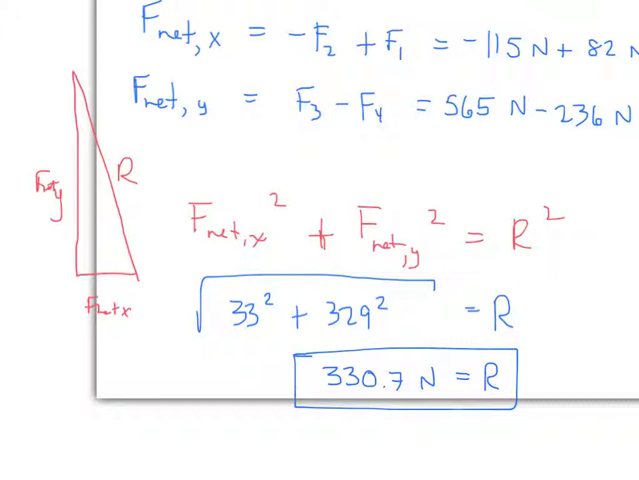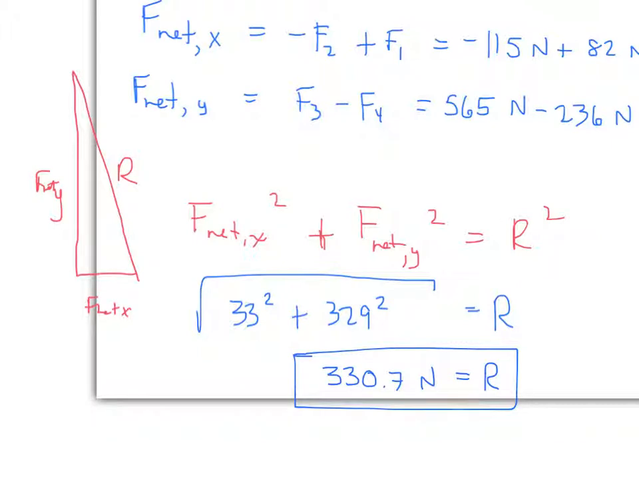You know that it's sensible because it's bigger than the other two sides. You know even further that it's more reasonable because it's only slightly larger than the vertical side. And we can see that when we exaggerate in the diagram, that R is only a little bit bigger than F net y. Just a little bit bigger than 329 is 330.7.